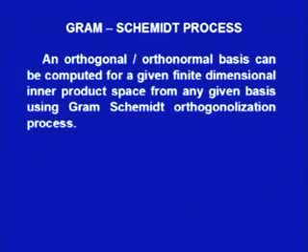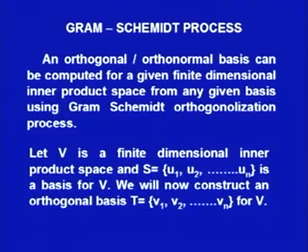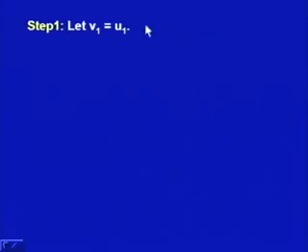Now we discuss the Gram-Schmidt process for orthonormalization. Let us say a vector space V is given to us. It is a finite dimensional inner product space, and we have been given a basis S consisting of n vectors u1, u2, up to un. Then with the help of this process, we can obtain another basis v1, v2, up to vn for the inner product space V, which is orthogonal, and then from that orthogonal basis we can divide each vector by its norm and have an orthonormal basis. So we will first describe this algorithm.